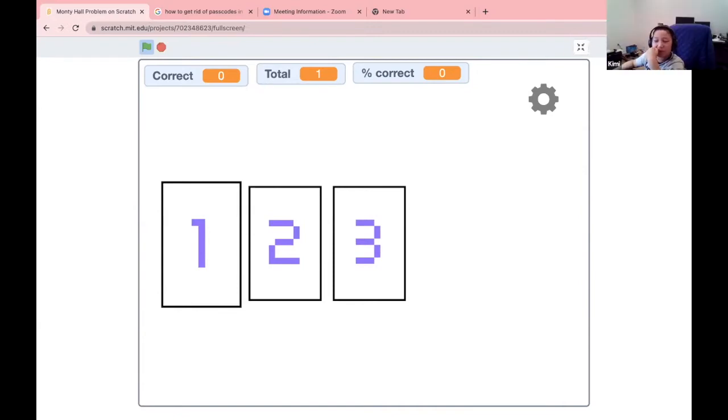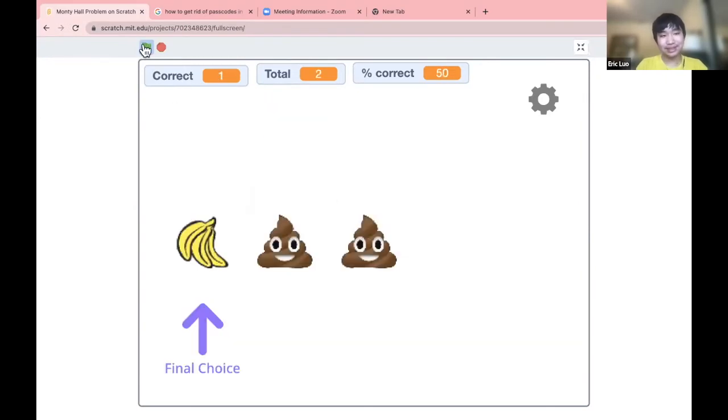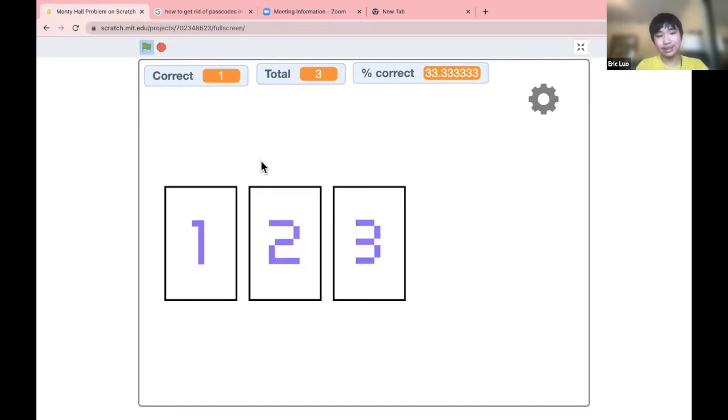Wait, is it always gonna be in the same place? No, it is not in the same place. It's randomized. So the banana can appear in different places. So as you can see here, there is a 33% chance, which is about 1/3. This is a rough sort of experimental probability.